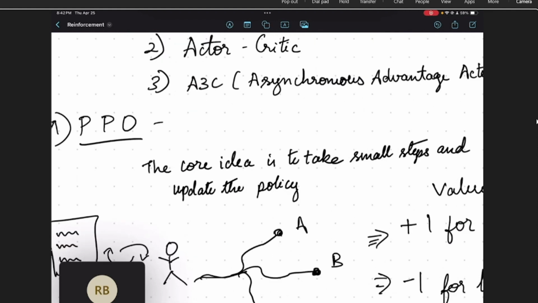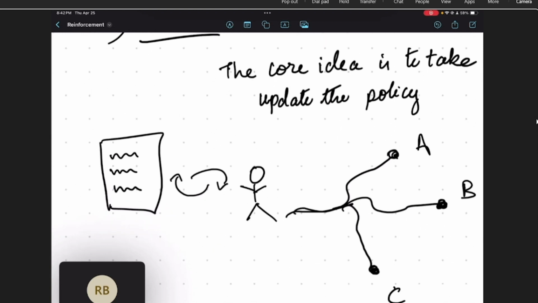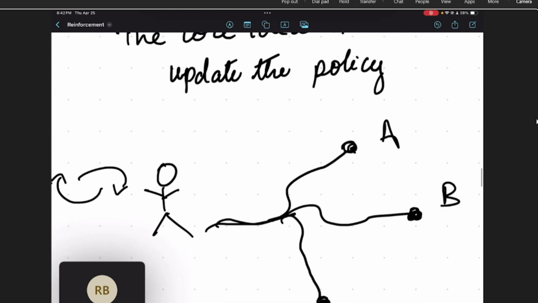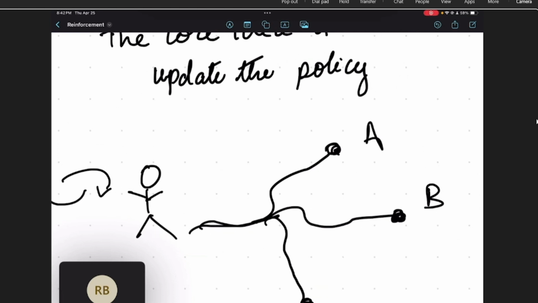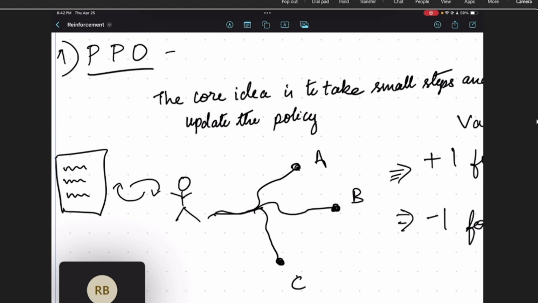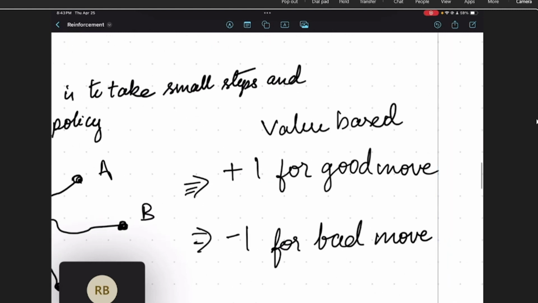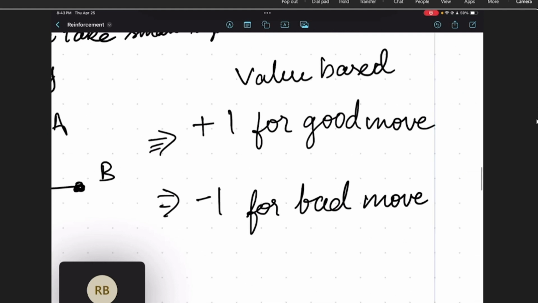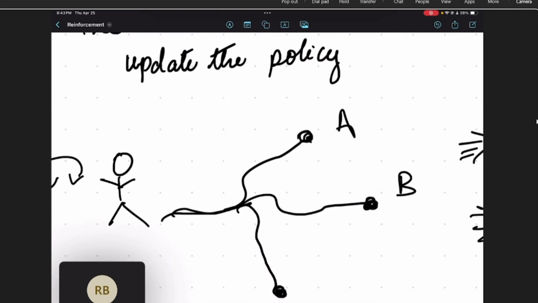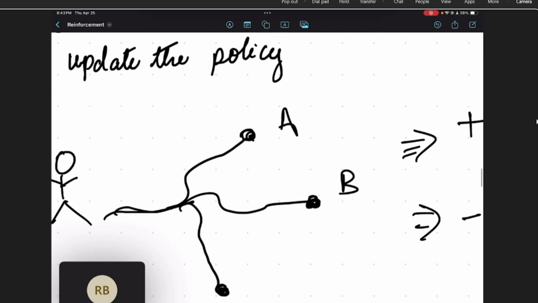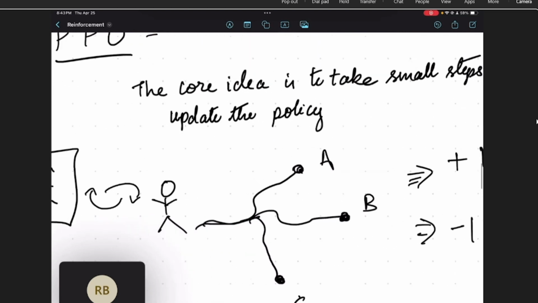The core idea of PPO is to make the model take small steps and update the policy accordingly. Let's consider this as a man. Ignore my scribblings. He has to reach point B. He turns left or right, towards A or C. If he goes towards B, he should get +1 for every good move and -1 for a bad move. To keep it simple, I have kept these as separate ways, so this way would be messy, not a single turn to get to the output.